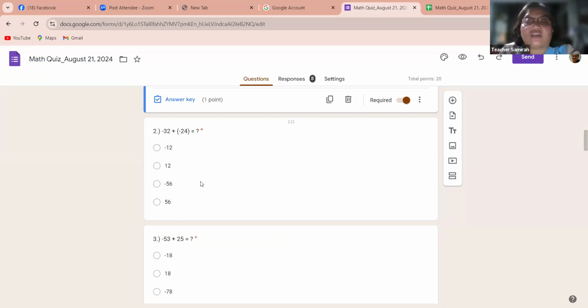What will be your answer? Shitya, what is your answer? Among the four choices, what is the correct answer? What do you think is the correct answer?